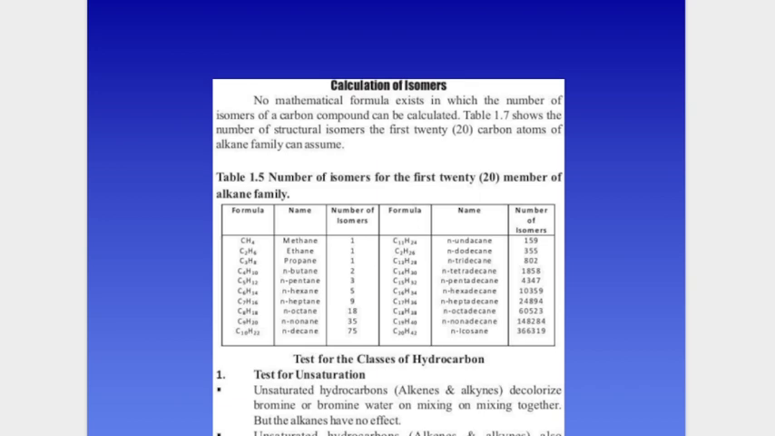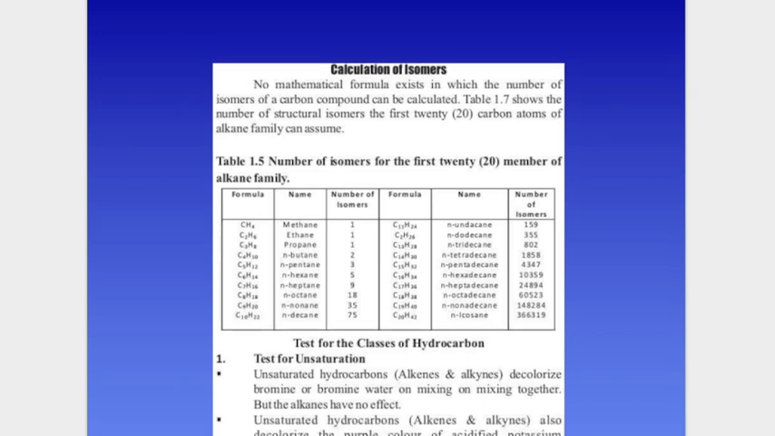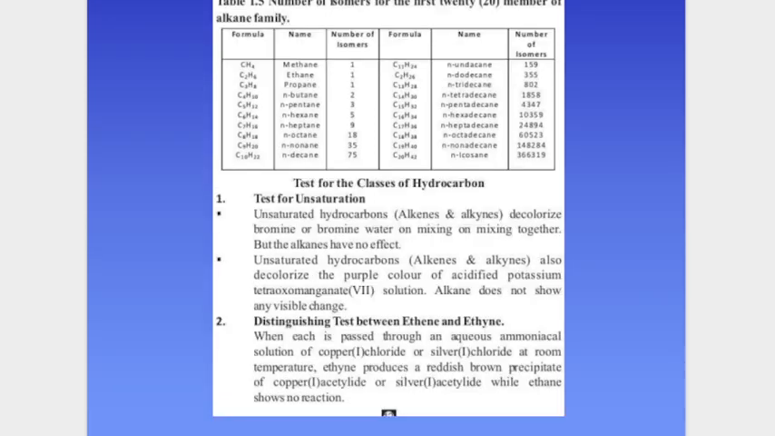we move into the test for your classes of hydrocarbons. Now, what is the test for unsaturation? Unsaturated hydrocarbons decolorize bromine or bromine water on mixing together. So this is one of the most characteristic properties or tests once you are dealing with your hydrocarbons. They have the ability to decolorize the bromine water. They change the color from brown to colorless.